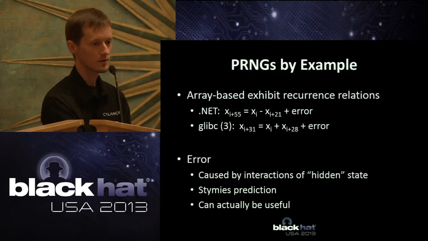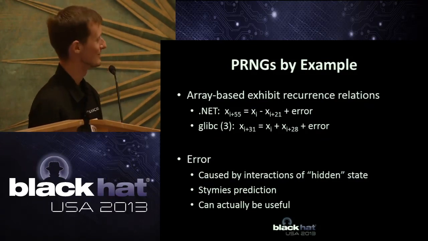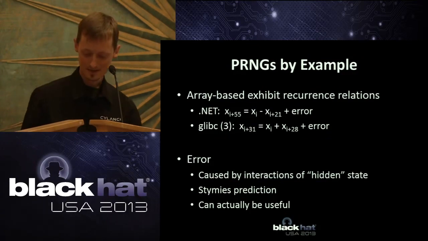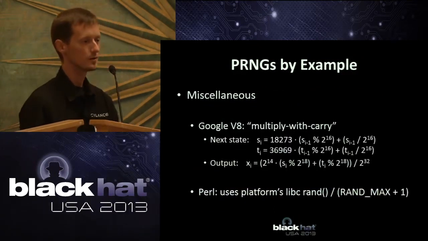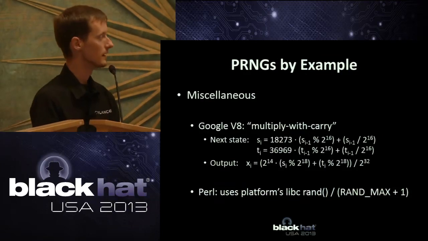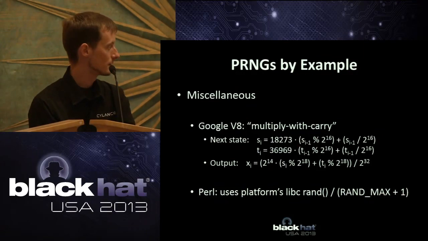So yeah, these errors are caused by various elements of hidden state, another thing we talk about in the white paper. But it can actually have its uses. Finally, we got this Google V8 PRNG. It's in their JavaScript engine, and they called it a multiply with carry algorithm. There's the math for it. Not really going to get into it right now.